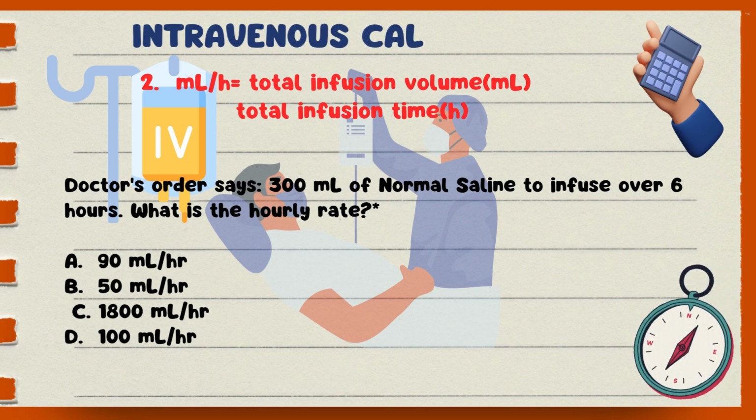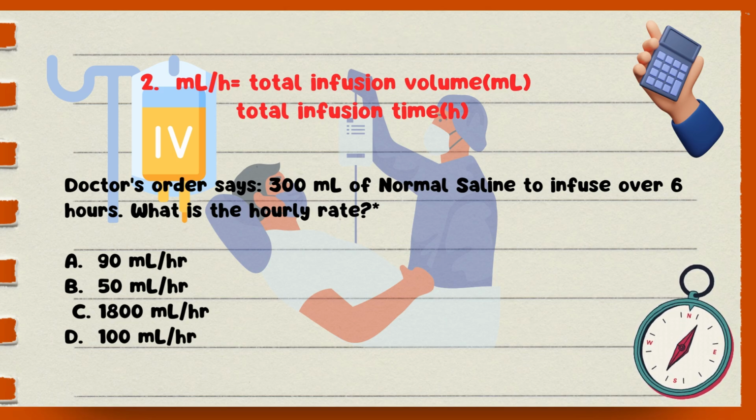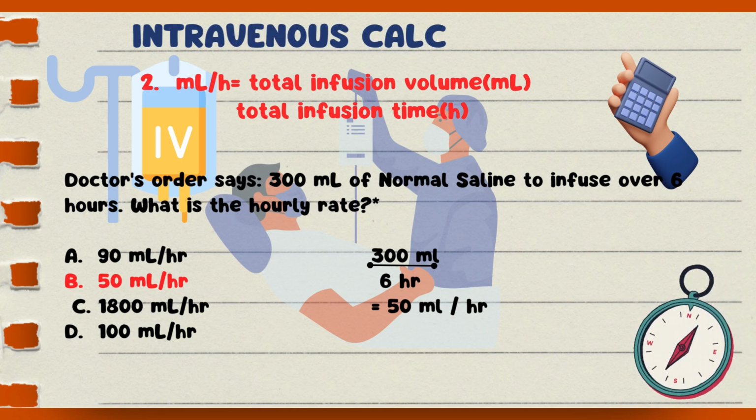Second example, the doctor's order says 300 ml of normal saline to infuse over 6 hours. What is the hourly rate? A. 90 ml per hour. B. 50 ml per hour. C. 1800 ml per hour. D. 100 ml per hour. The computation, guys, is very easy. 300 ml divided by 6 hours equals 50 ml per hour.